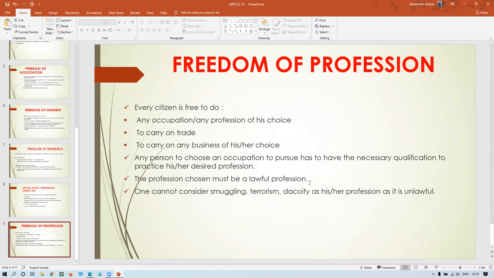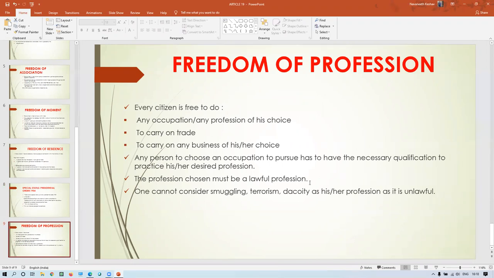last freedom of Article 19, this is freedom of profession. So what does that mean? Every citizen of India is free to do any occupation or any profession of his choice. He can carry out any trade, any business, he or she, by his or her choice.